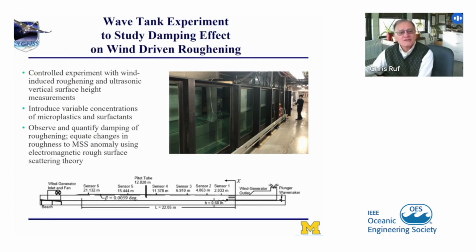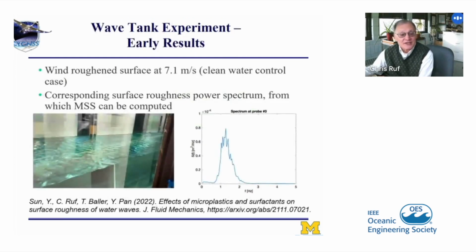And then we've introduced a lot of contaminants into the water, varying the concentration of the contaminants and varying the type of contaminants. We've done a variety of different microplastics with different number densities and size distributions. And we've also introduced a number of different surfactant concentrations into the surface, and then seen what happens to the dampening. And this is just one example, a control run with clear water.